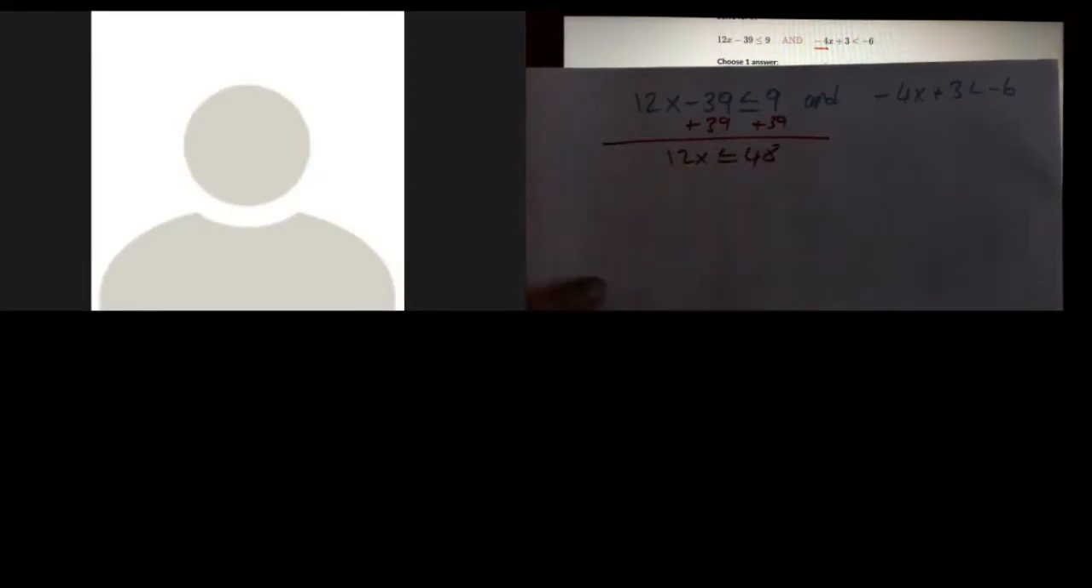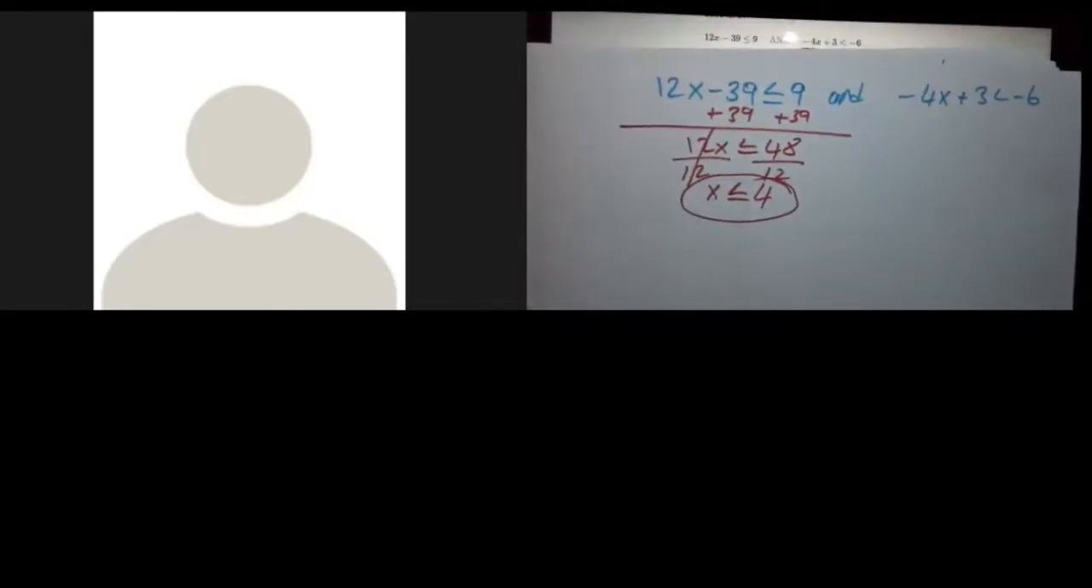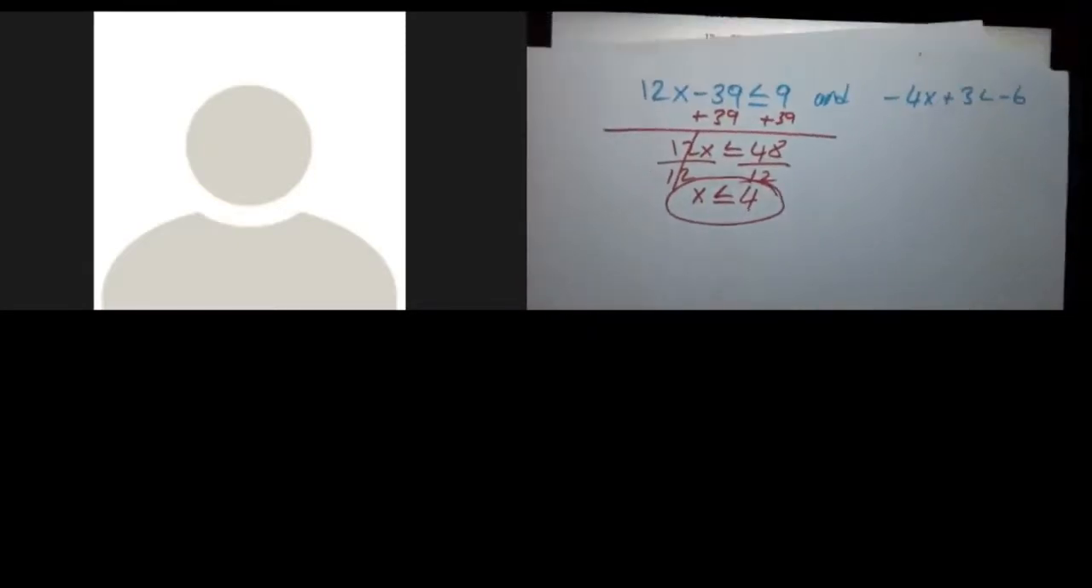Add 39 to each side, and you will end up with 12x less than or equal to 48. Divide by the coefficient beside your variable. Cancel the coefficient. X is less than or equal to 4. Let's make a number line over here too. I just did a little number line. I'm losing light. Let's see what this will do. Oh, perfect. Much better. So I made a little number line on the bottom.